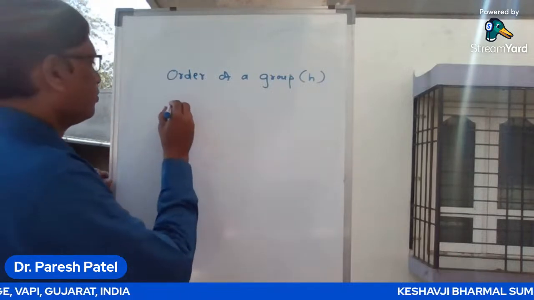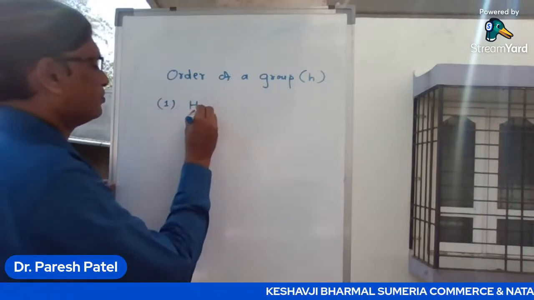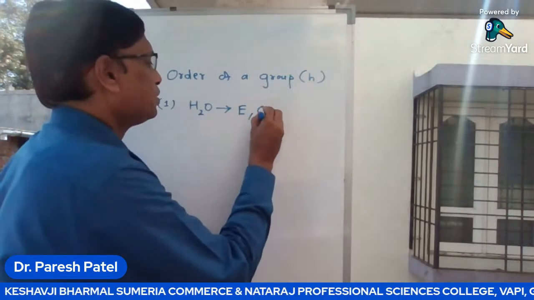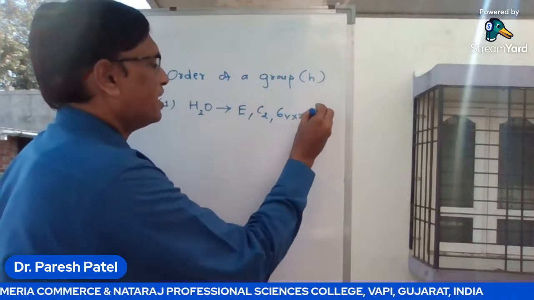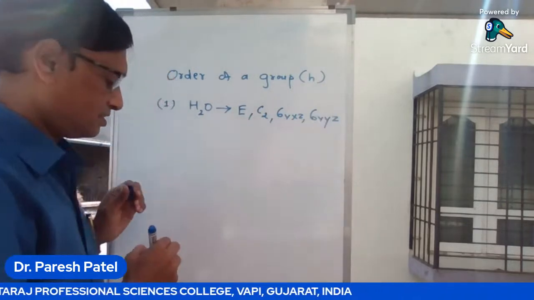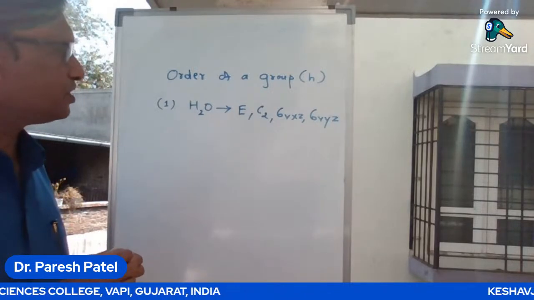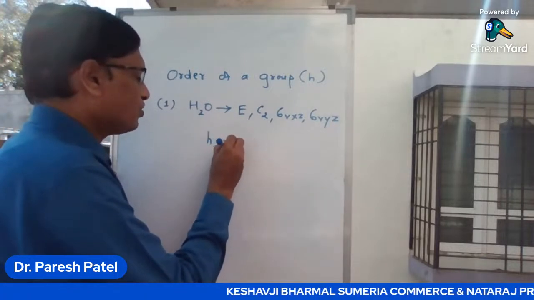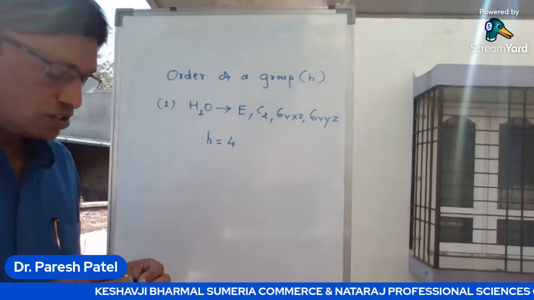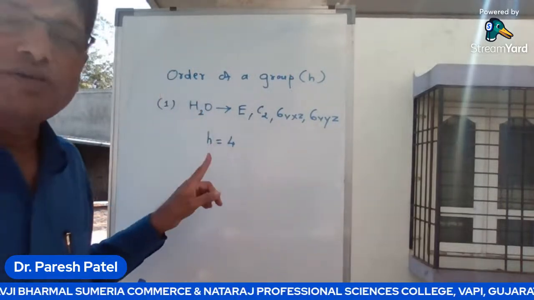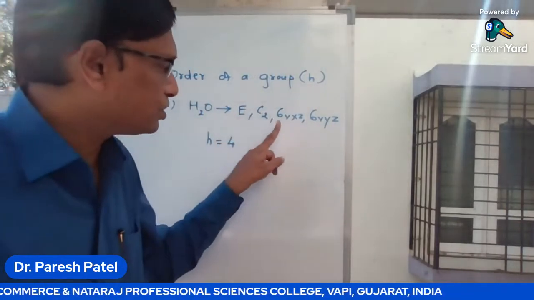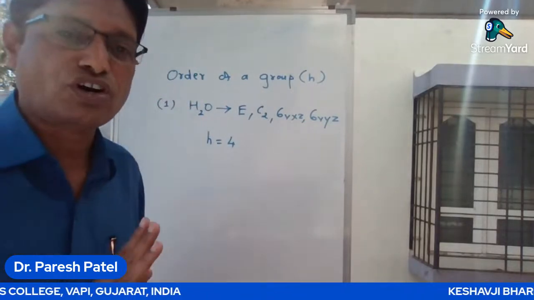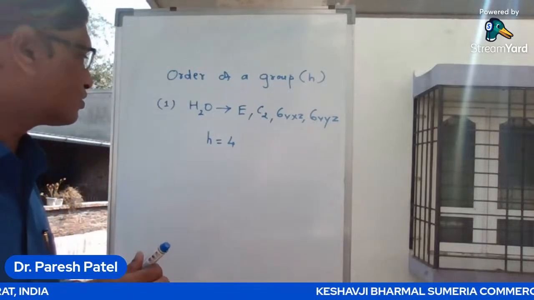As an example, the first molecule is the water molecule. We know that the water molecule consists of E, C2, sigma Vxz, and sigma Vyz symmetry elements. So here, the number of symmetry elements is equal to 4. In the case of the water molecule, the order of a group is equal to 4. So remember, dear students, the water molecule consists of 4 symmetry elements: E, C2, sigma Vxz, and sigma Vyz.